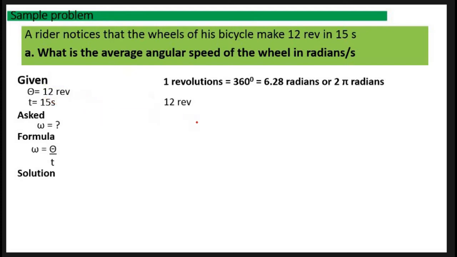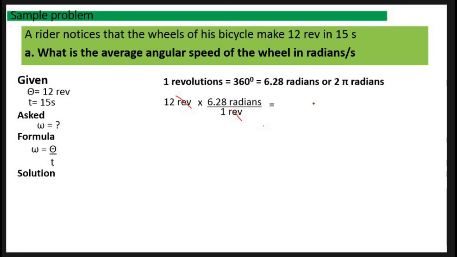okay, 12 revolutions times, what would be the conversion factor? The conversion factor must have one revolution here, and then on the numerator the desired unit. So what's the desired unit? We want the radian. So what's the equivalent of one revolution to radians? So we have to use this conversion factor. One revolution is equal to 6.28 radians. And then what's next? You have to cancel this one and then simplify.